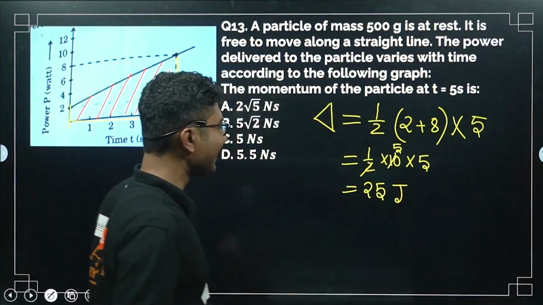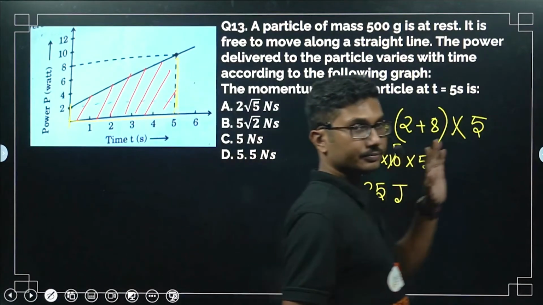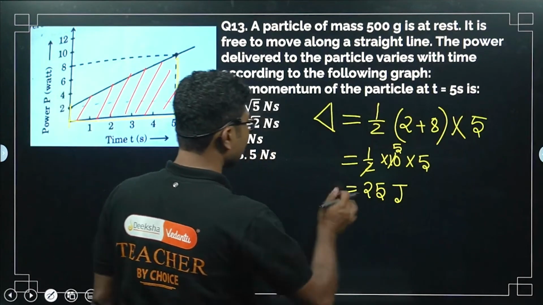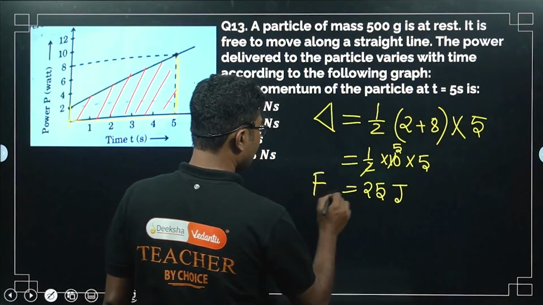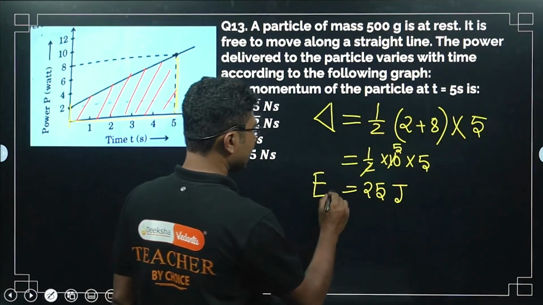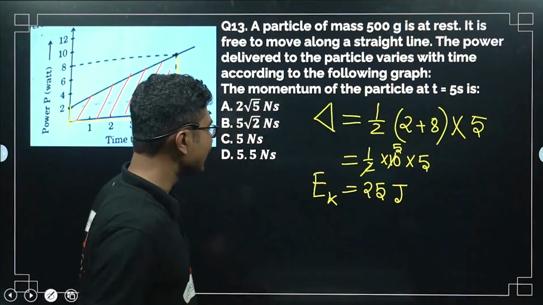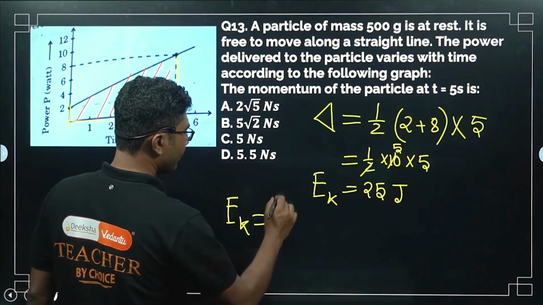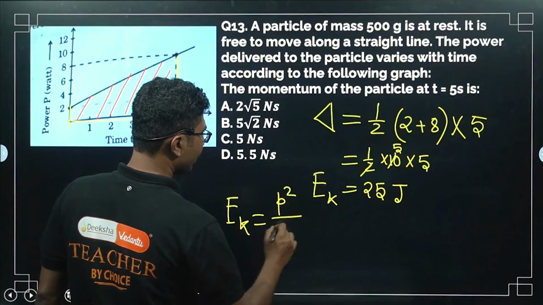Now this is the energy of the system. This is the energy after this cycle. Whatever the energy of the system, the kinetic energy of the system is this. Now we know that kinetic energy is given by, there is a relationship of kinetic energy that you need to remember, which is P square by 2m.